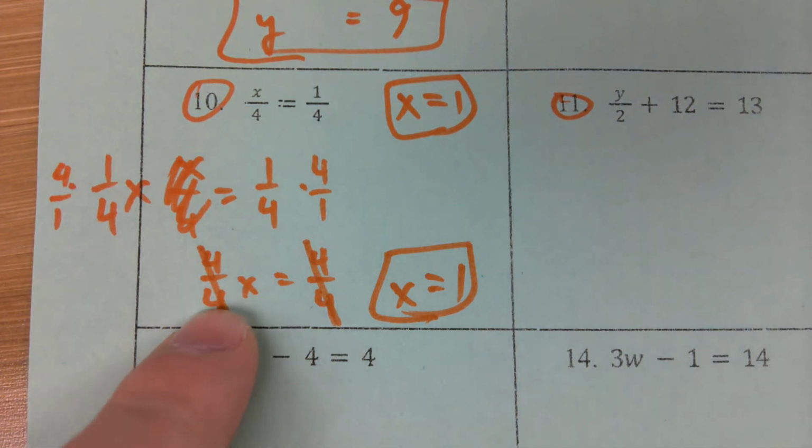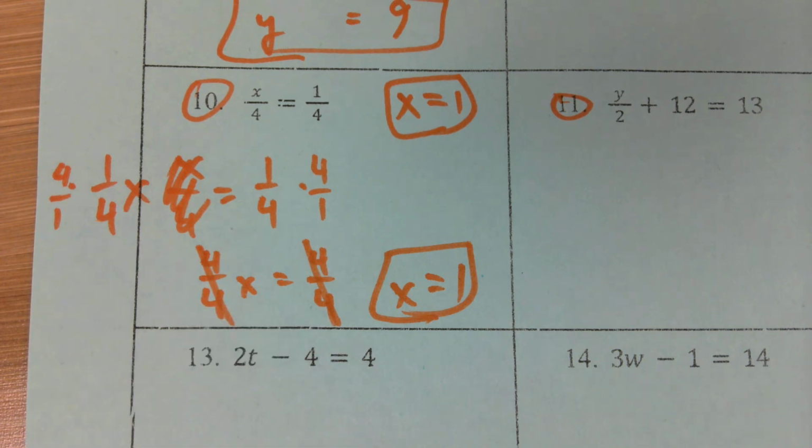Thumbs up if you got x equals 1 here on number 10. Anybody get that? Good. Oh, that's a good amount of people. That's what I like to see.